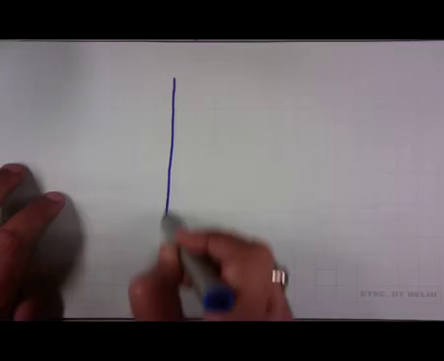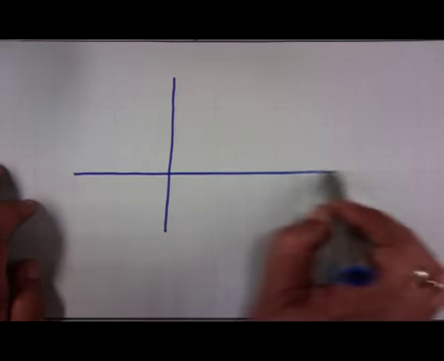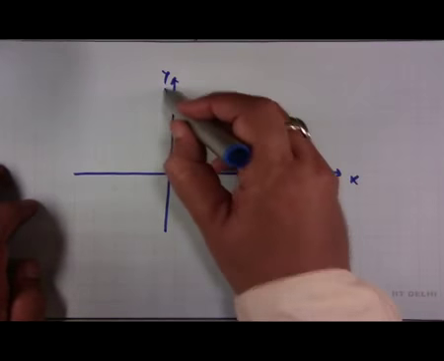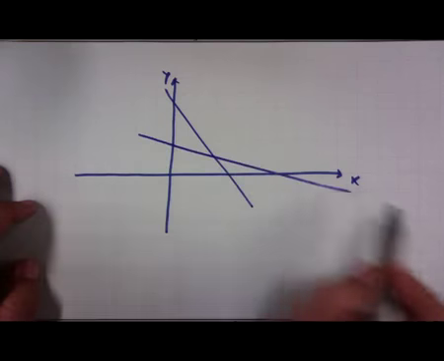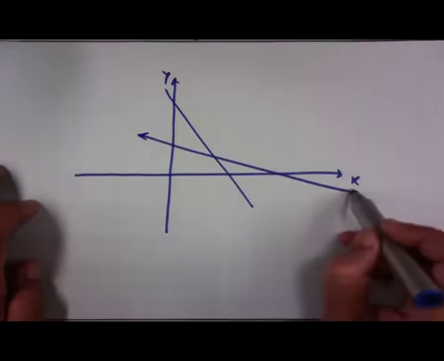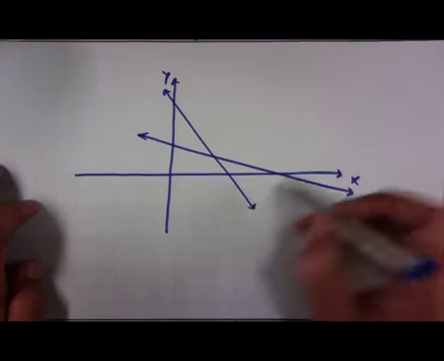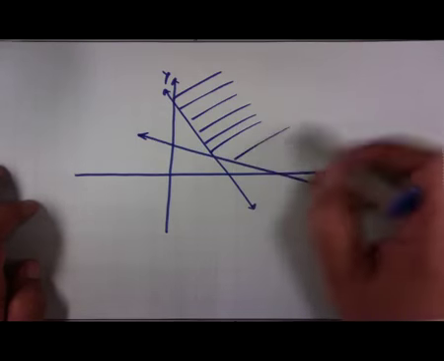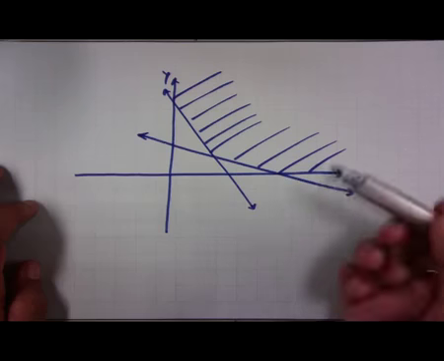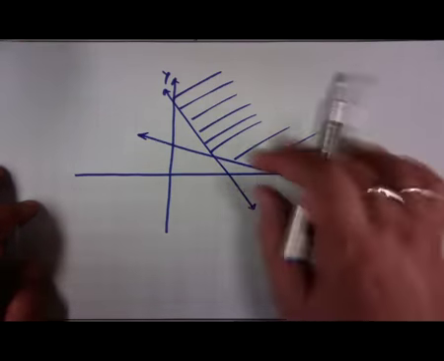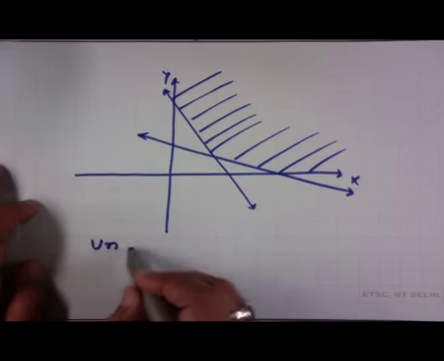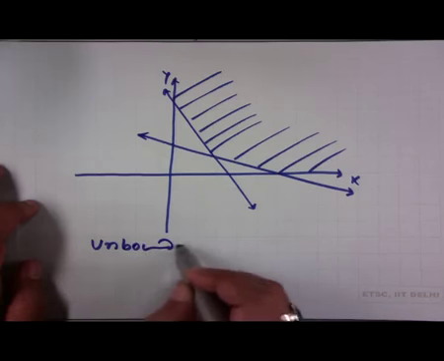So, suppose if you draw a graph of the given constraints, and the common region for the given constraints is like this, then this is called an unbounded region, and this feasible region is unbounded. This is an unbounded feasible region.